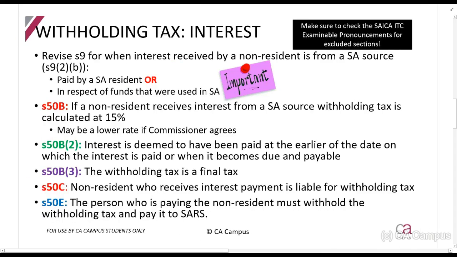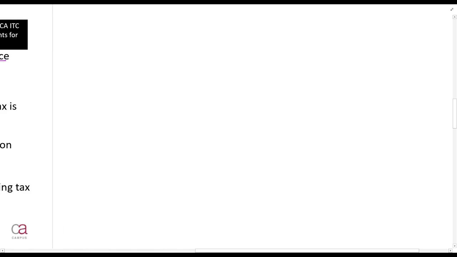Let's actually start here. What is the source if someone pays interest to a non-resident? Remember, we're looking at non-residents. So the non-resident is the person receiving the interest. When is that amount of interest that the non-resident receives from a South African source? Section 9 2B told us, remember, if it's paid by a South African resident or if the funds were used in South Africa. So I'm just trying to remind you here, just quickly.